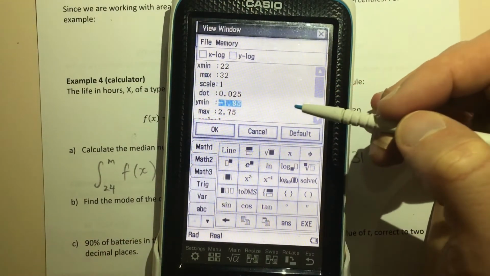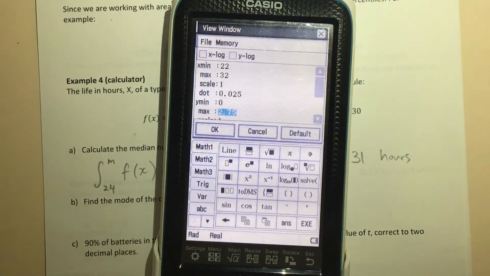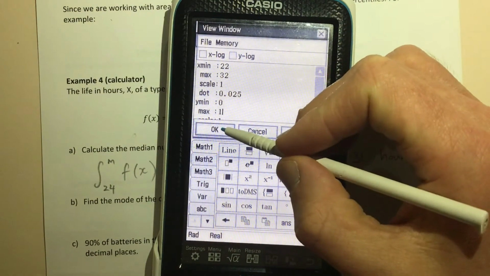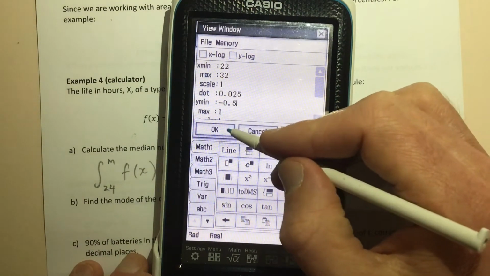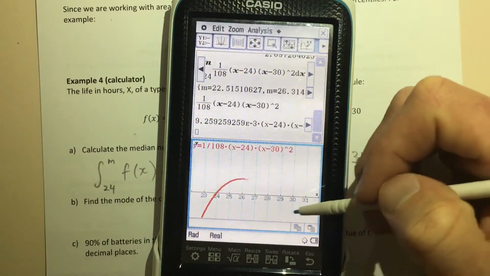The y values are typically really small because remember that the full area under the curve is only 1, right? So you're not going to get huge y values. I'm going to set my y min as, well, actually I'll make it negative 0.5. The maximum is 1. That should hopefully give us a nice picture of this.